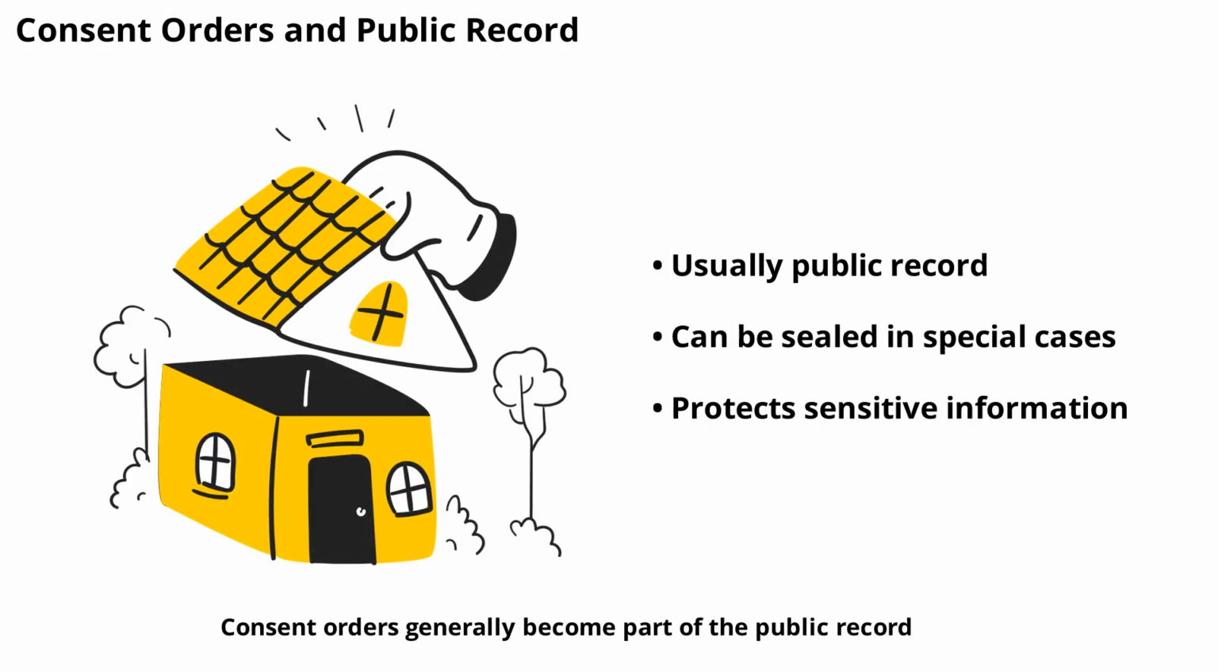Consent orders generally become part of the public record, meaning they can be accessed by others. However, in some cases, the court may agree to seal the order or keep certain details confidential. This is more common in sensitive cases, such as those involving children or trade secrets.